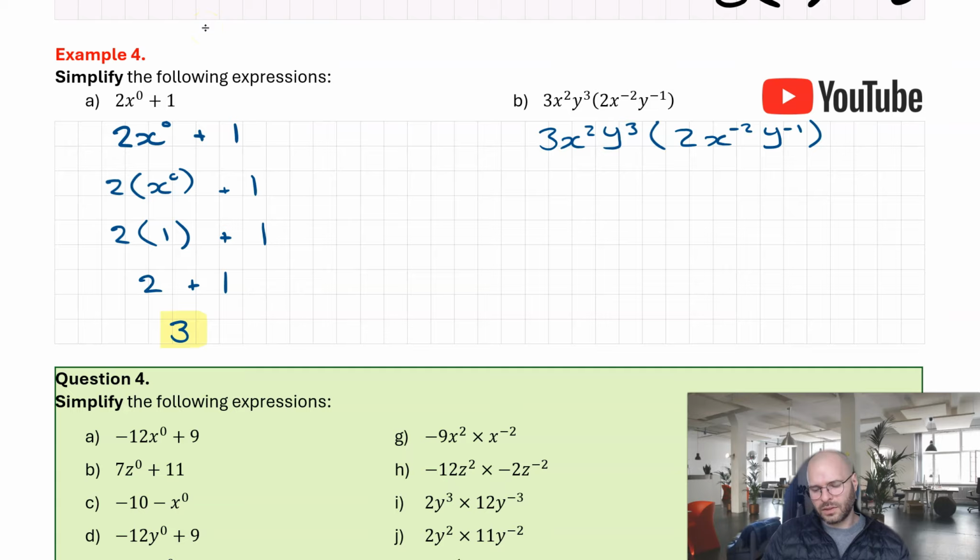Alright, let's look at something a bit more complicated. 3x squared y cubed, in brackets 2x to the negative 2, y to the negative 1. Let's see how we can simplify this. We're going to start off by getting our coefficients and moving them to the left, 3 and 2. Then we can just list our variables. We have x squared, we have x to the negative 2, we have y cubed, we have y to the negative 1. Alright, let's simplify further. 3 2s are 6, and then we're going to have x's and we're going to have y's.